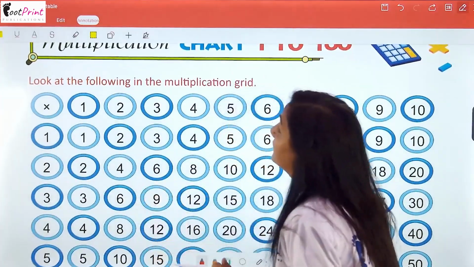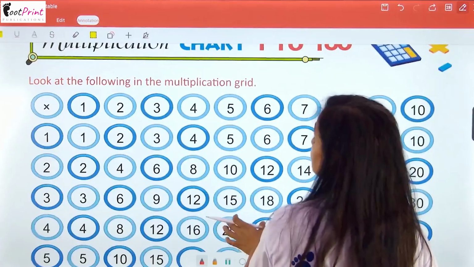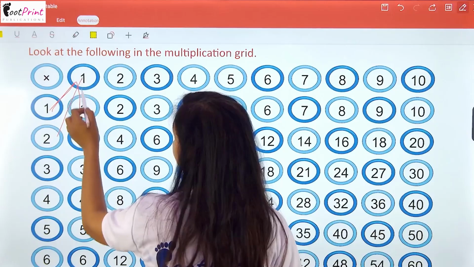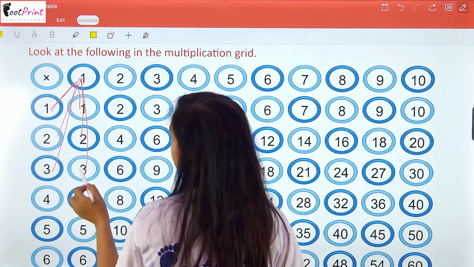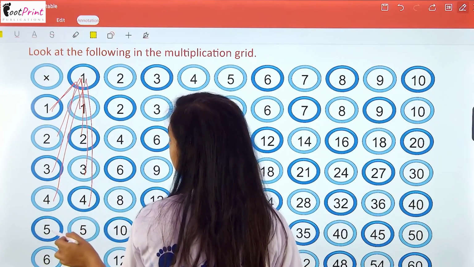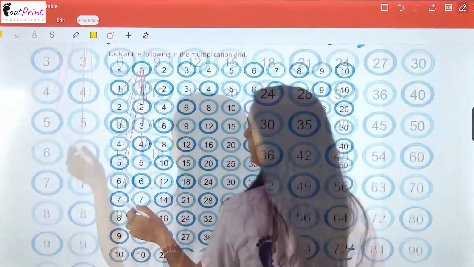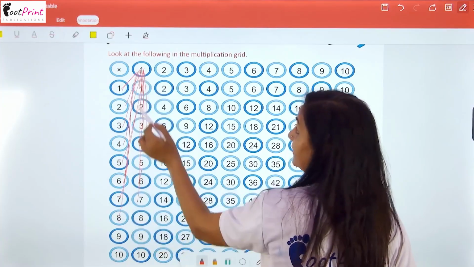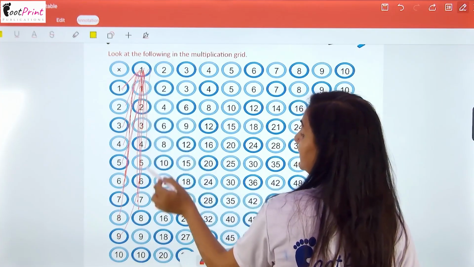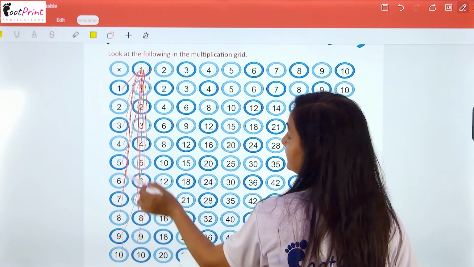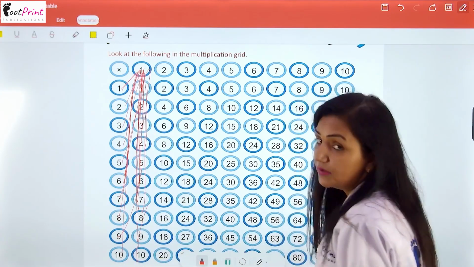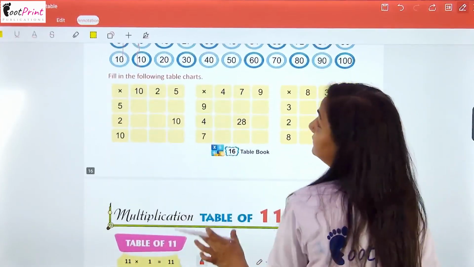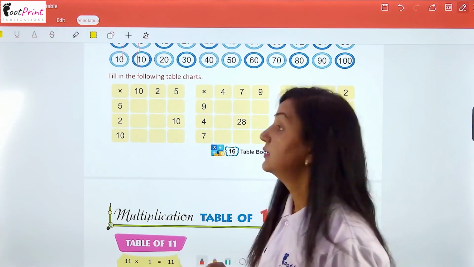Look at the following multiplication grid. So this is your multiplication grid. It means 1 multiply 1, answer will be 1. 2 multiply 1, answer will be 2. 3 multiply 1, answer will be 3. 4 multiply 1, answer will be 4. 5 multiply 1, answer will be 5. 6 multiply 1, answer will be 6. 7 multiply 1, answer will be 7. 8 multiply 1, answer will be 8. 9 multiply 1, answer will be 9, and 10 multiply 1, answer will be 10. Basically your chart is like this, as you have learned your tables also up to 10.